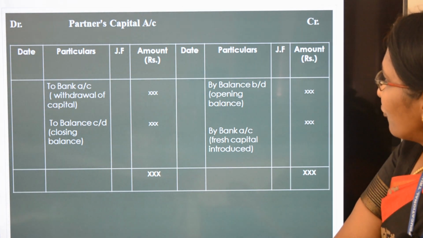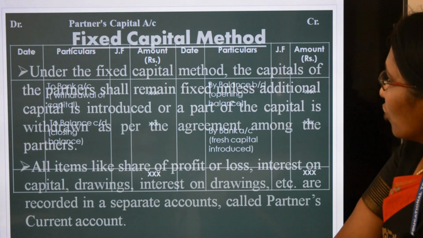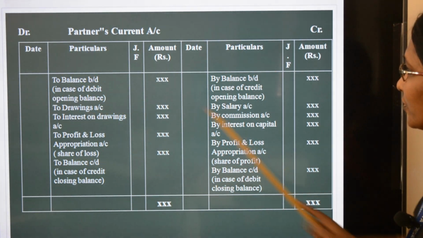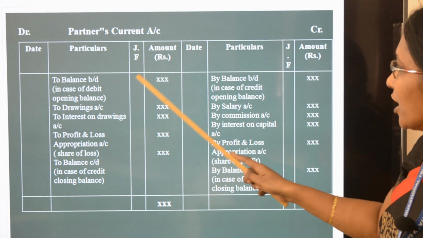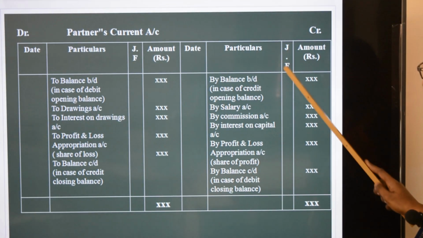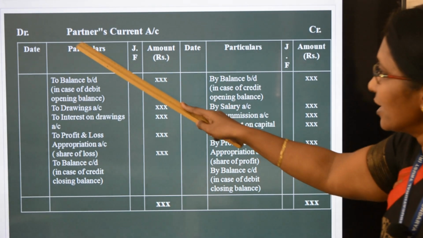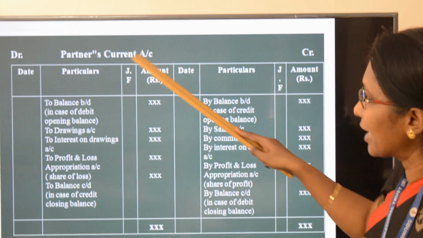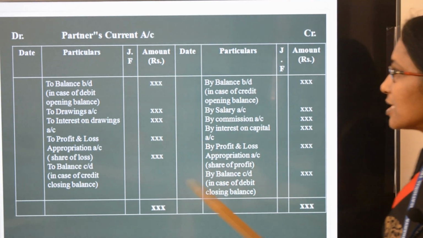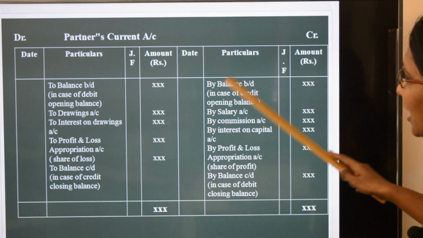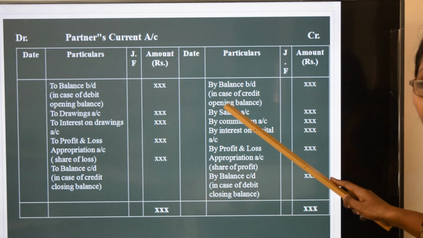We shall see the format of the partner's current account. Once again, the same table. Date, particulars, JF, amount for the debit side. Date, particulars, JF, amount for credit. What is the heading of this ledger? Partner's current account. This partner's current account will start with what? Opening balance. What is this opening balance?